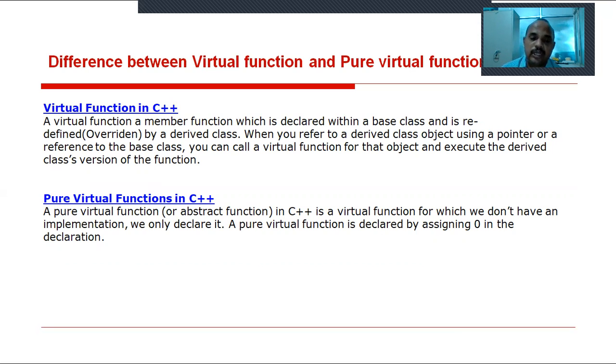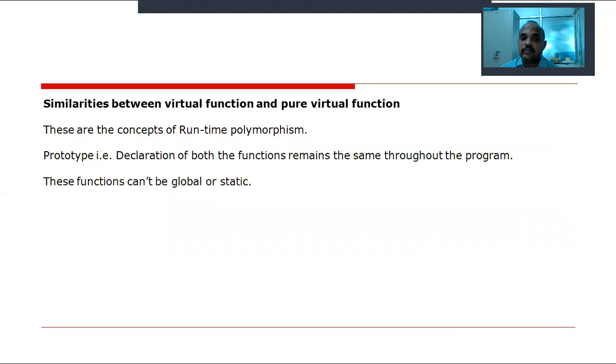we can call a virtual function for that object and execute the derived class version of the function. Already we discussed examples. Then pure virtual functions in C++. A pure virtual function in C++ is a virtual function for which we don't have an implementation, simply declared. So that is the do nothing. Clear? We only declare it. A pure virtual function is declared by assigning 0 in the declaration. Clear?